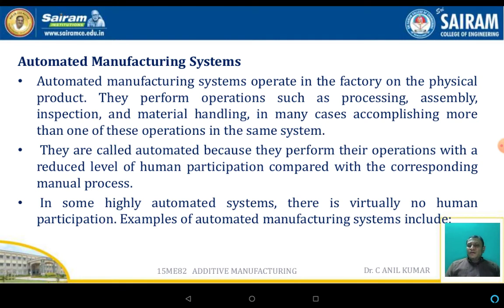Now, automated manufacturing systems. The automated manufacturing system operates in the factory on the physical product. They perform operations such as processing, assembly, inspection, and material handling. In many cases, they accomplish more than one of these operations in the same system. They are called automated because they perform their operations with reduced human interference. In some highly automated systems, there is virtually no human participation in the process itself.